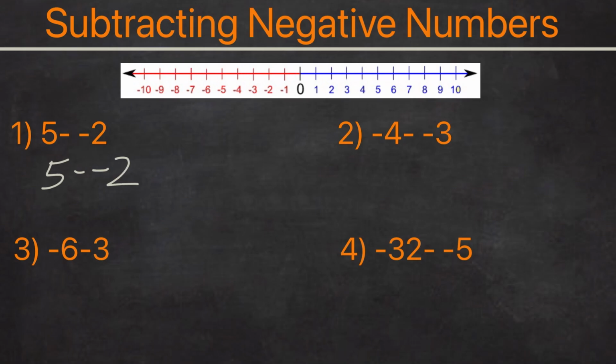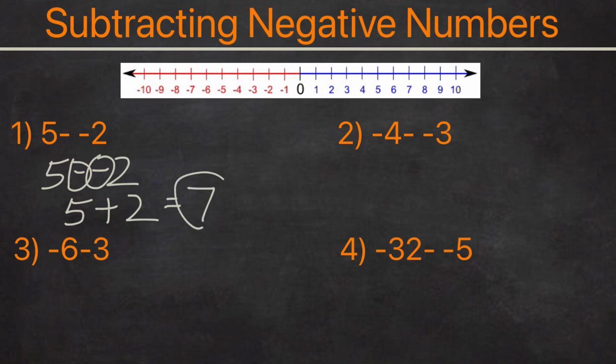So whenever we have a minus and a negative number, that's a double negative, and double negatives become positive. So we will end up with 5 plus 2. And 5 plus 2 equals 7.